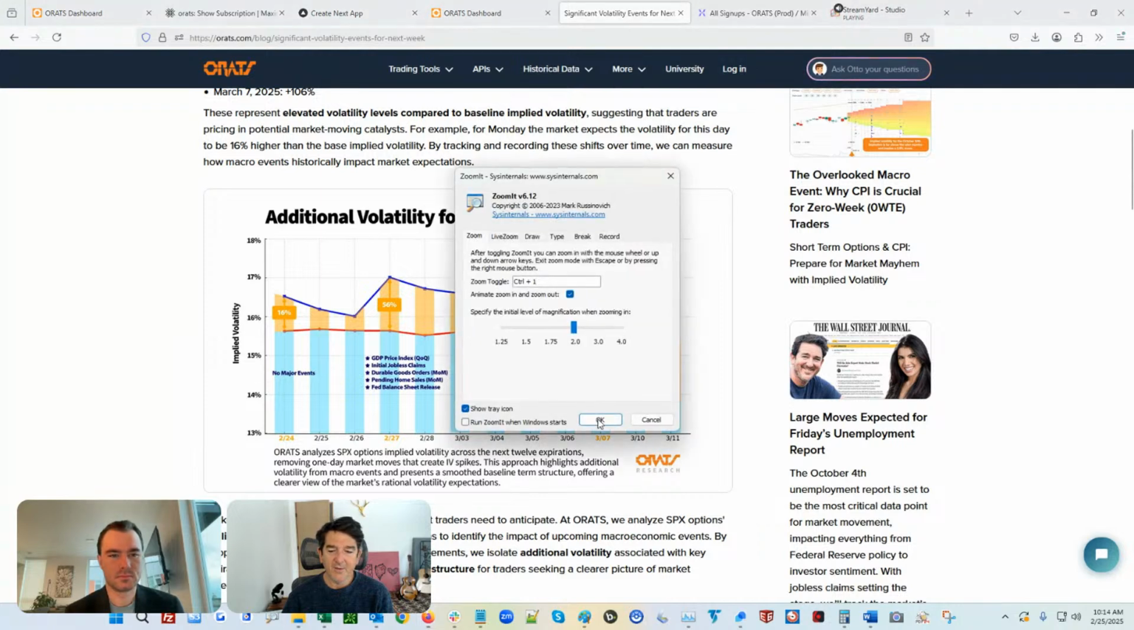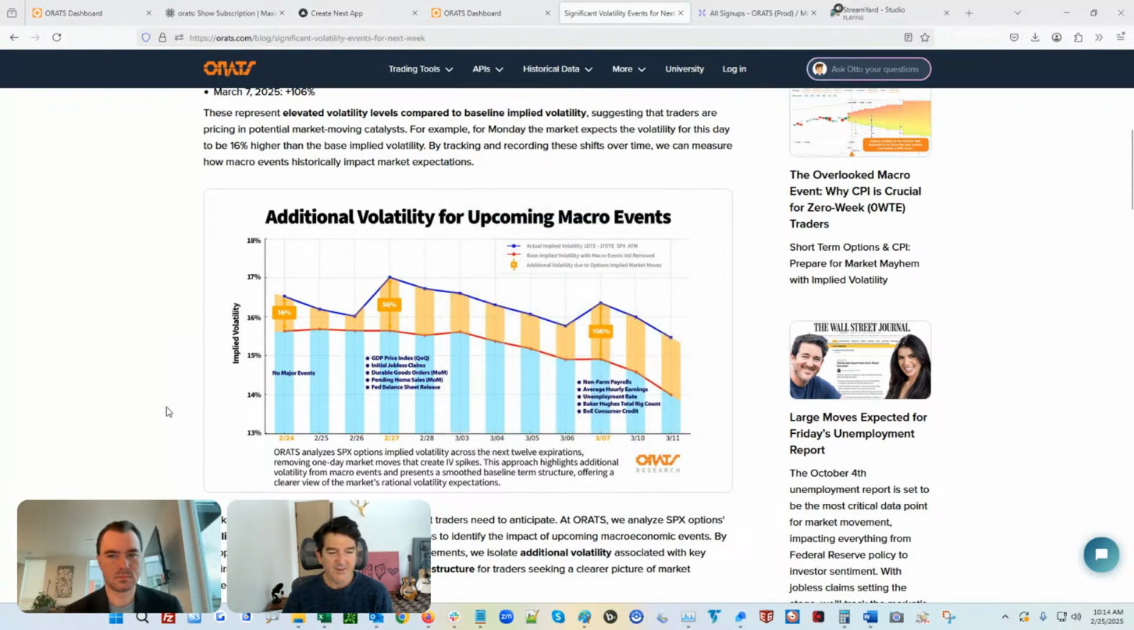So yeah, I'd like to talk about this chart right here. This is what we see. This is the actual volatility here, right? And you can see. Can we maybe zoom in a little bit, Matt, on that picture? Yeah. Let me try to do that.